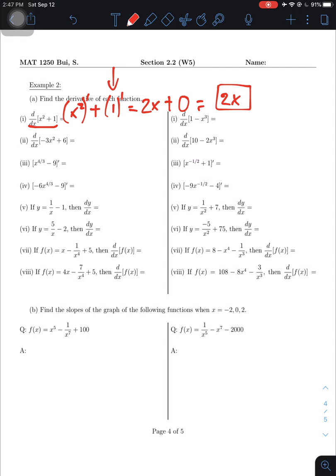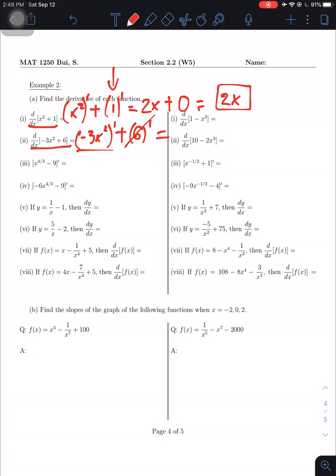Okay. For the second one, we're going to do the same thing. Again, we're going to apply the sum rule, so it's going to look like the derivative of negative 3x squared, and then plus the derivative of 6 by itself. The first one is a little bit harder to deal with in terms that you have to use the power rule, but the second term, as you can see, will go to 0 right away. Because 6 is just a constant, and it doesn't have any variable attached to it, it just turns out to be 0 when we take the derivative of it, okay?